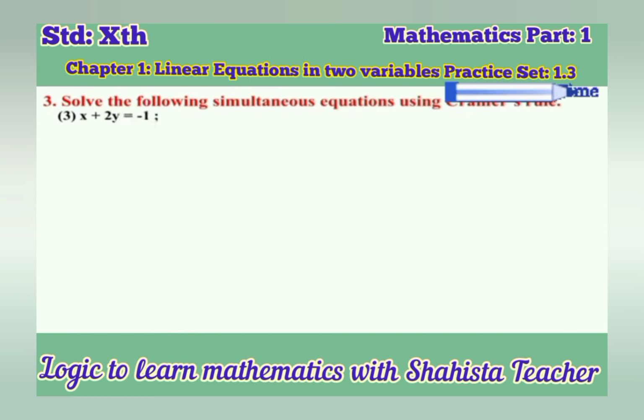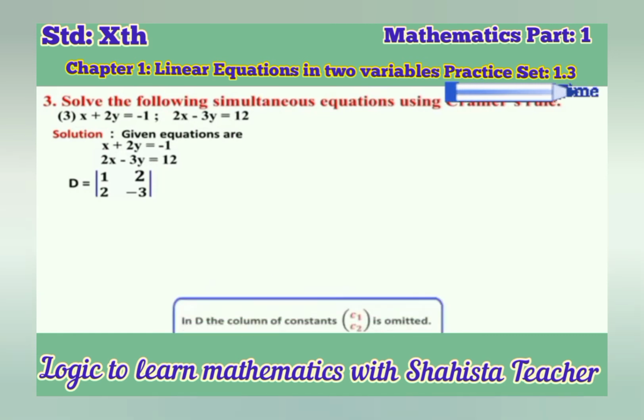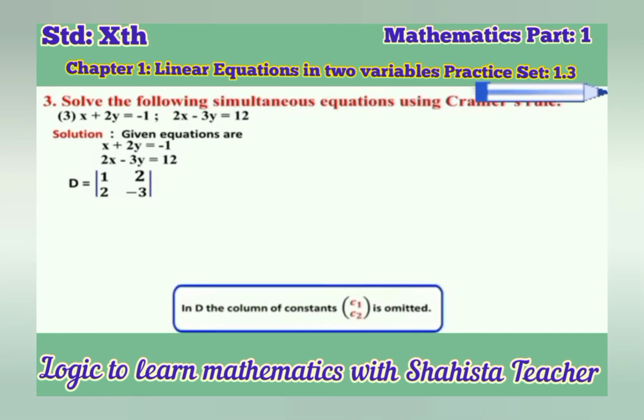Now let's solve the third one. So here question number 3, sub question 3: x plus 2y is equal to minus 1, 2x minus 3y is equal to 12. Given equations are x plus 2y is equal to minus 1, 2x minus 3y is equal to 12. Determinant D is equal to 1 upon 2, 2 upon minus 3. In the column of constants, the C1 upon C2 is omitted. That means minus 1 and 12.